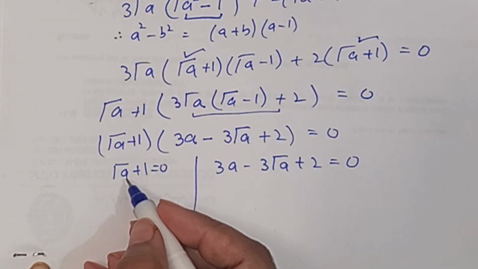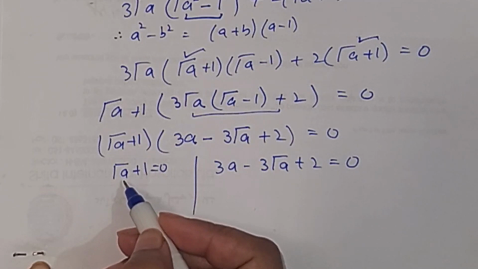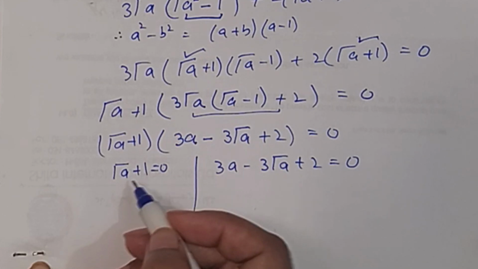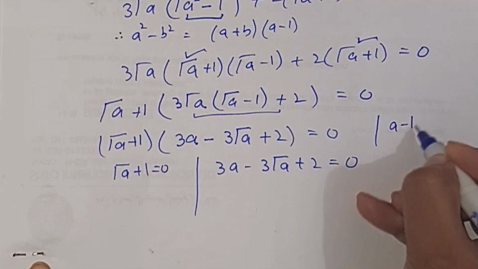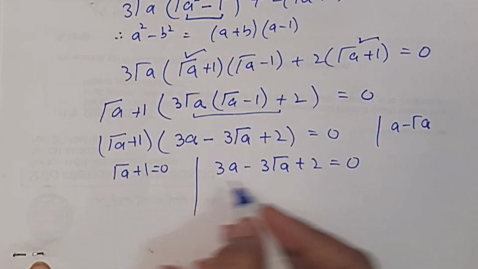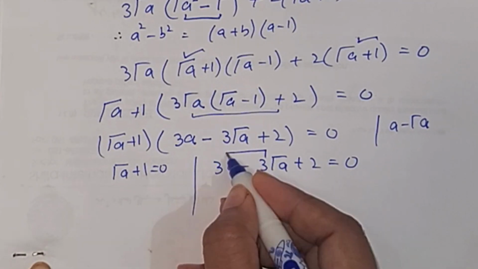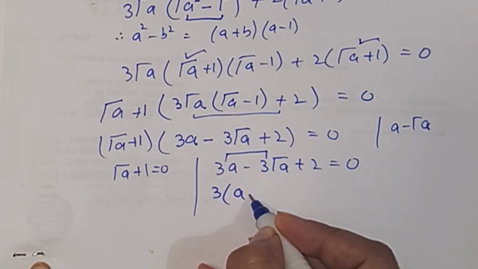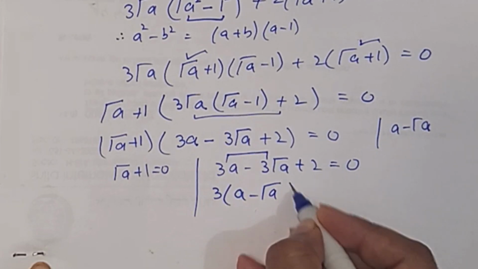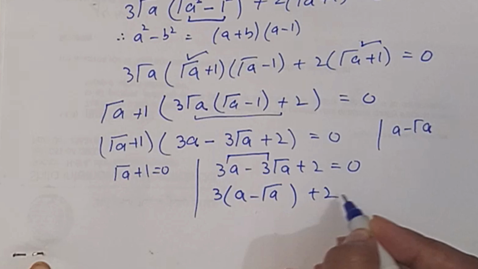Now look at this. If we solve this expression, then we just get the value of a, but in our question we find the value of a minus square root a. For this, look at this equation. 3 is involved in these two terms, so we factor out 3 and the remaining value is a minus square root a, and plus 2 it's equal to 0.